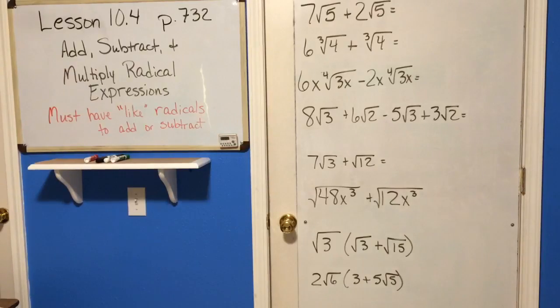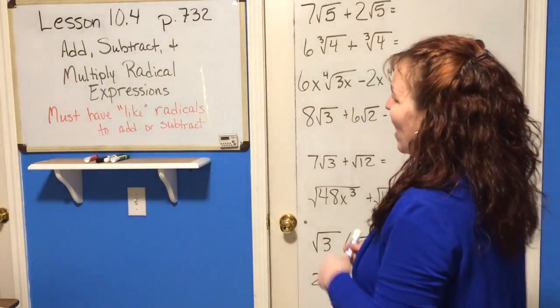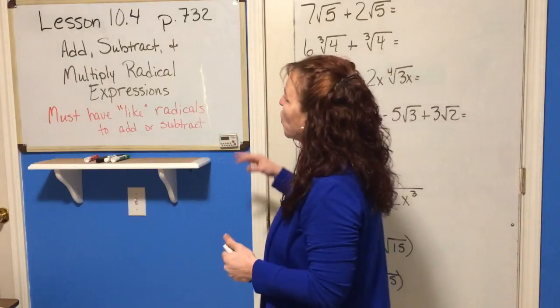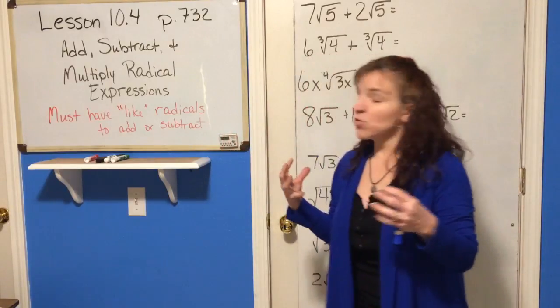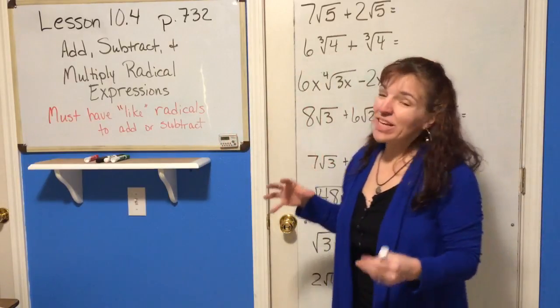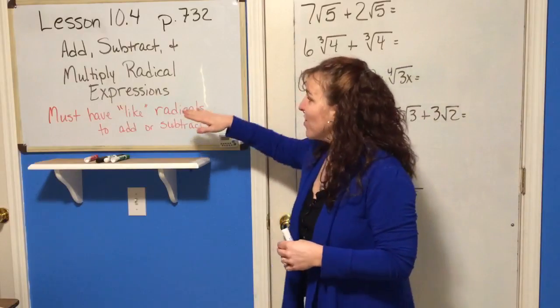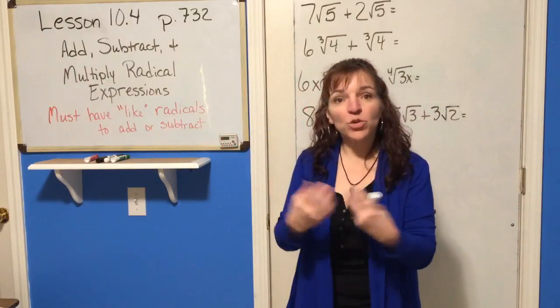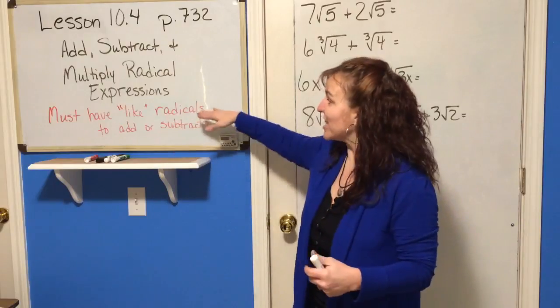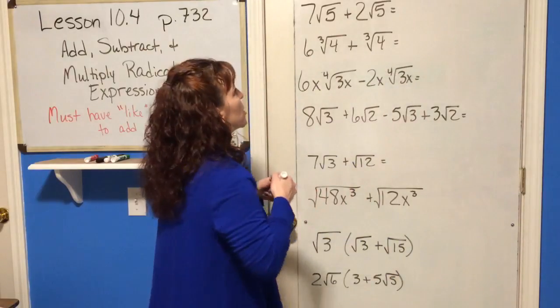Section 10.4, add, subtract, and multiply radical expressions. So when you're adding and subtracting these radical expressions, just like with variables, the radicals must be the same in order to add and subtract them. So we must have like radicals to add or subtract. Let me show you what I mean.